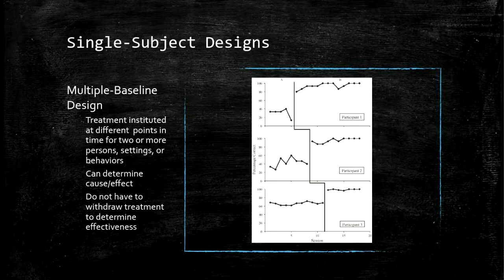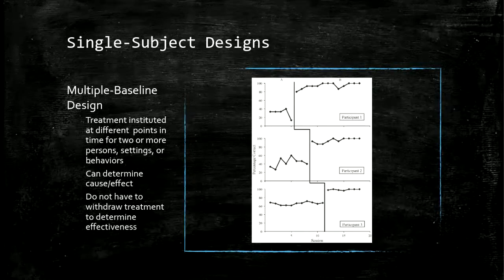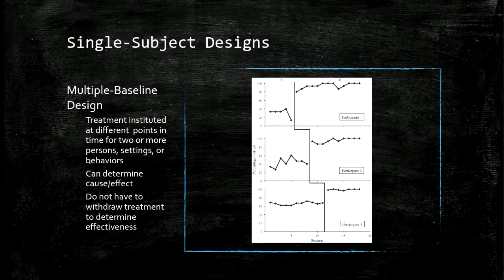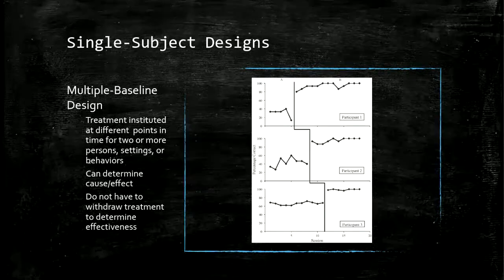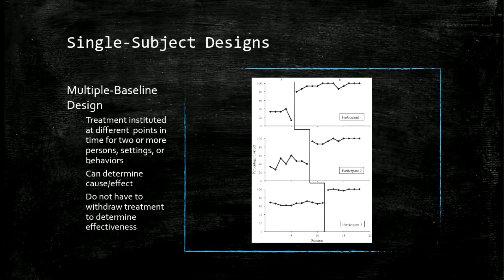Multiple baseline is another single subject design. Here, you institute a treatment at different points in time for either different people, different settings, or different behaviors. So you can have multiple baseline across people, multiple baseline across settings, or multiple baseline across behaviors. Across people, you'd be looking at the same behavior for 3 different people. So let's say you're looking at the behavior of smoking for Jennifer, Jason, and Paul.